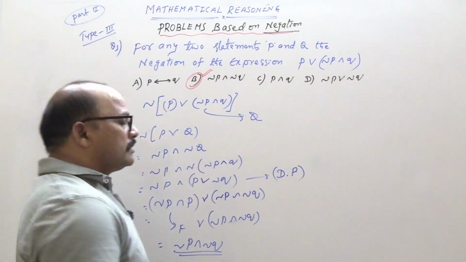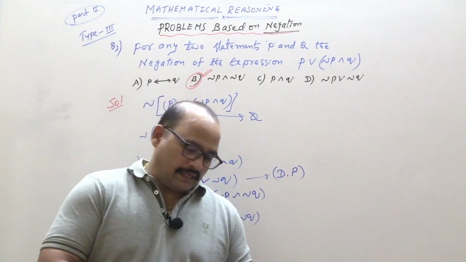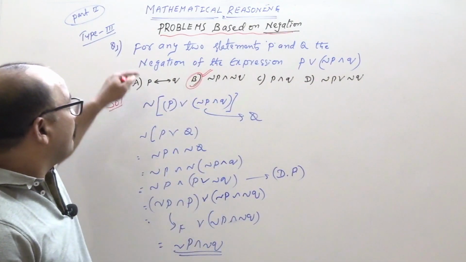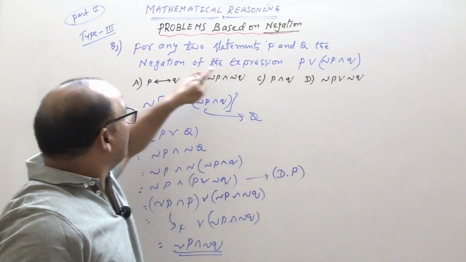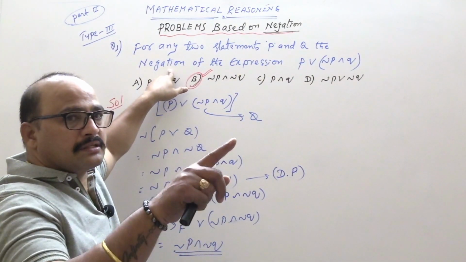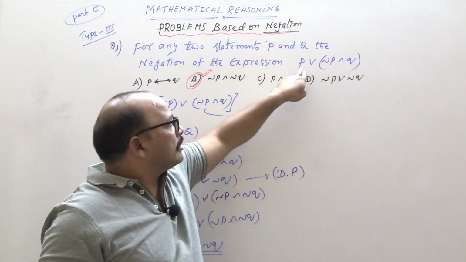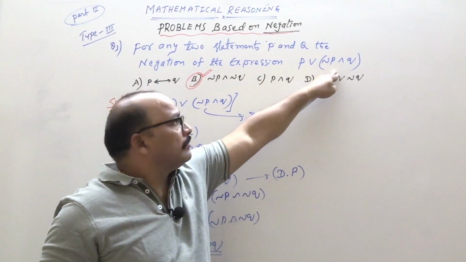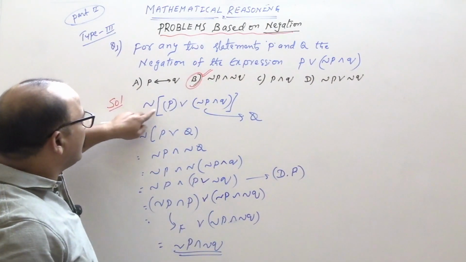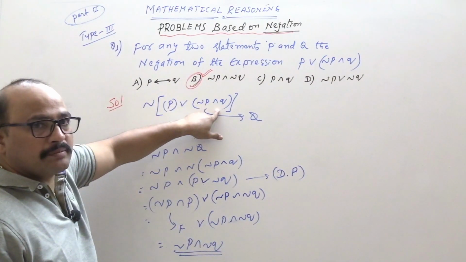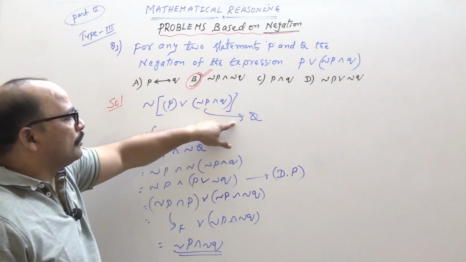Yes students, so this is the third question based on negation. Again, without using the table, for any two statements P and Q, the negation of the expression P or Q. So let it be P, this is the Q. Again De Morgan laws, same negation, De Morgan, let this whole term be Q now. That answer is B, whole term is Q. Okay.